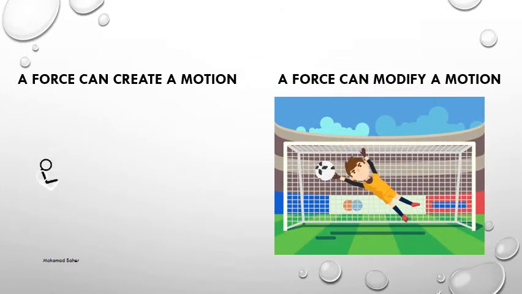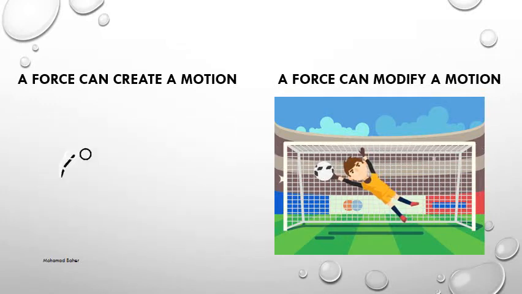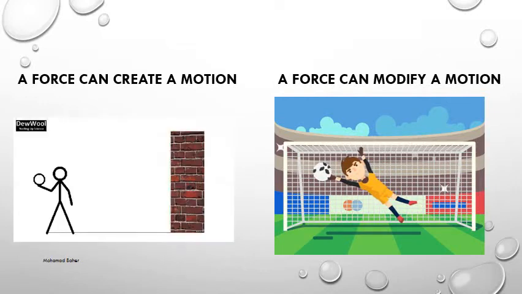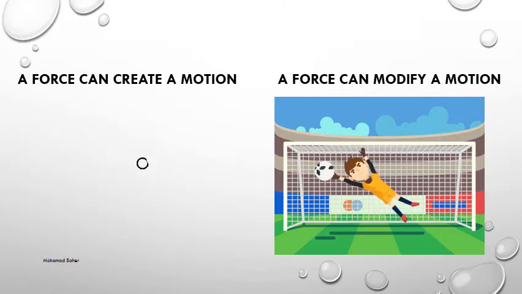We have here two new figures. The first figure shows to me a boy is throwing a ball toward the wall. So the force applied by the boy on the ball create a motion. As a result, we can deduce that a force can create a motion. While in the second figure, there is a ball moving in a specific direction, but the goalkeeper makes a force on the ball and leads to it changing in its direction. So as a result, a force can modify a motion.